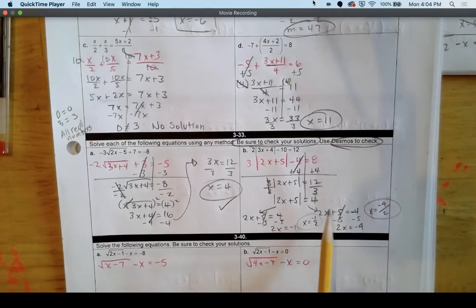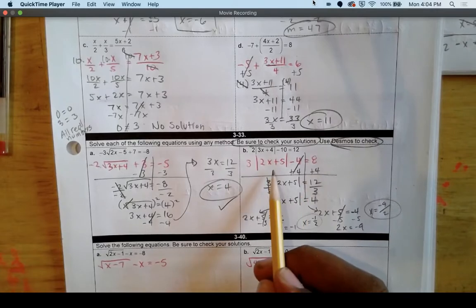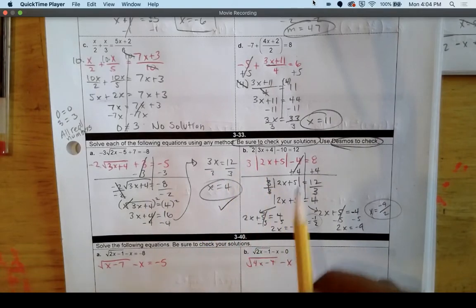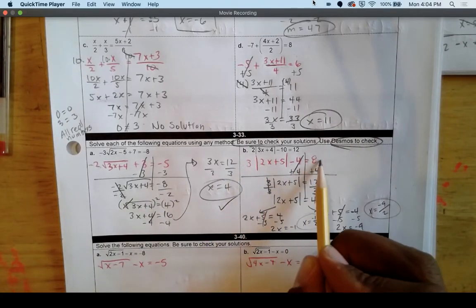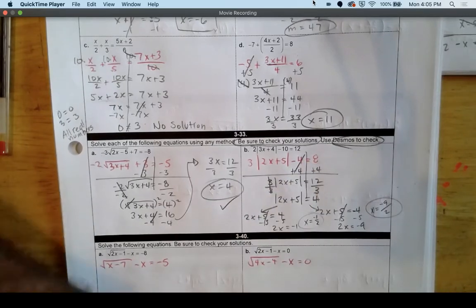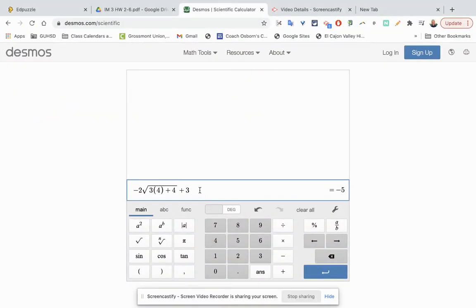So now I want to plug that back into the equation just like I did before, and I'm going to make sure it equals 8 when I plug it in. Okay, so now over here, I'm going to do 3 times the absolute value of 2 times -1 over 2.